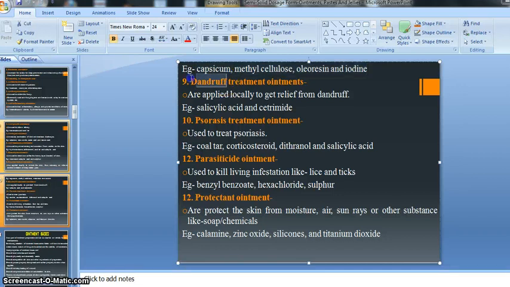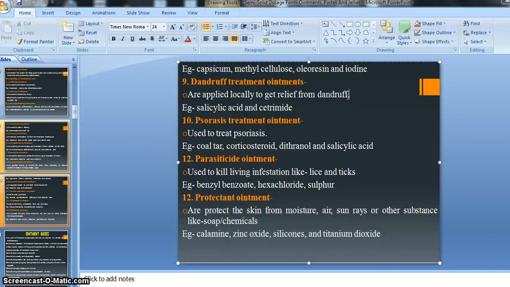Its name itself suggests that the ointment is used to get relief from dandruff, which occurs on our head. Dandruff treatment ointments are applied locally to get relief from dandruff. First of all, we have to know what dandruff is. Dandruff is simply the dry or dead skin of our head. Due to some microorganism or infection, dandruff occurs.